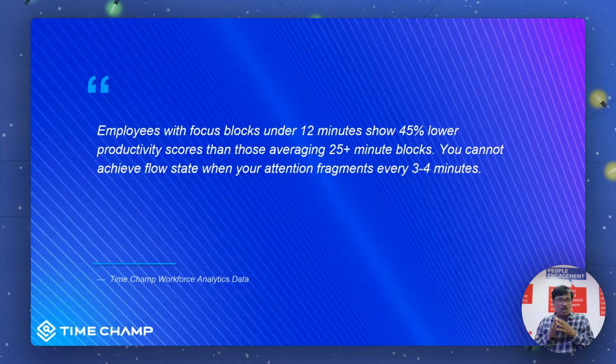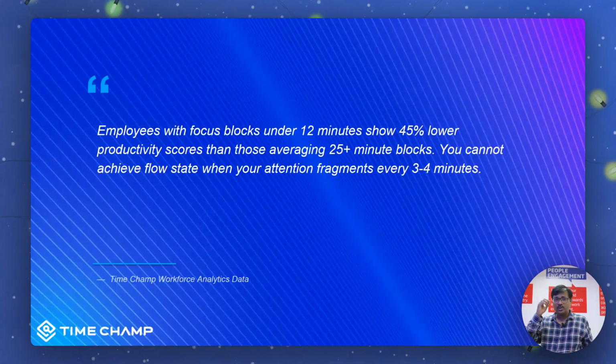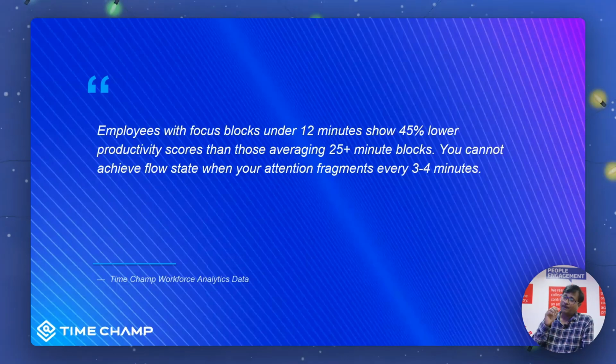Employees with focus blocks under 12 minutes showed 55% lower productivity scores than those averaging 25 plus minute blocks. You can't achieve flow state when your attention fragments every 3 to 4 minutes.